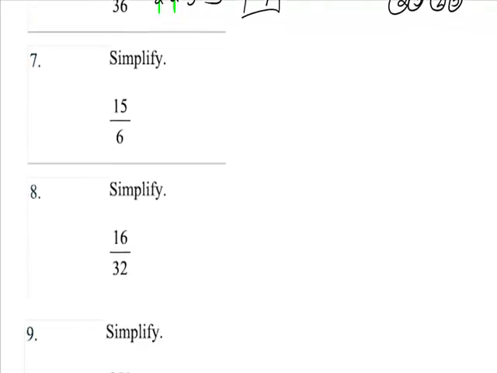All right, let's look at number 7. Can you think of something that goes into both? Now 6 does not go into 15 evenly, but what will go into both of them? How about 3? 15 divided by 3 is 5, and 6 divided by 3 is 2. Things like this are done so much more quickly if you know the multiplication facts, so that you know that 15 is the result of 3 times 5, and you know that 6 is the result of 3 times 2.